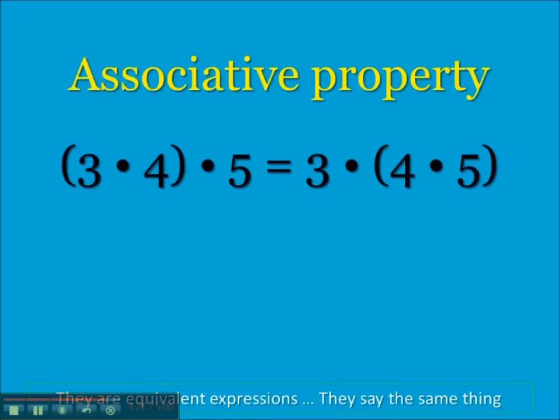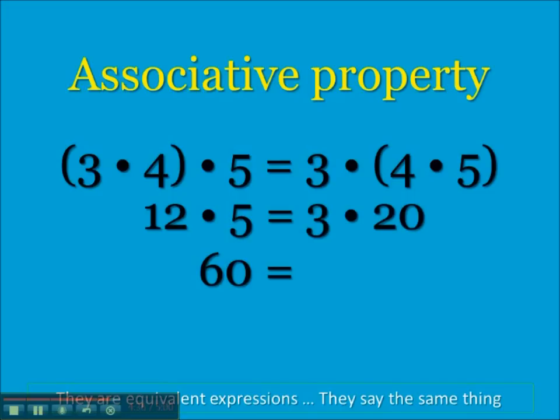What about this one? 3 times 4 times 5, or 3 times 4 times 5. Let's see. On the left, 3 times 4 is 12. 12 times 5 is 60. On the right, 4 times 5 is 20. Times 3 is also 60. So yes, these are equivalent expressions.